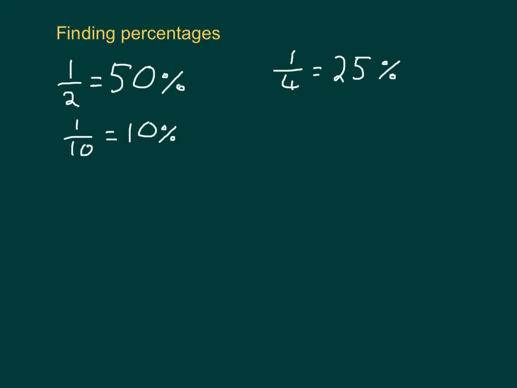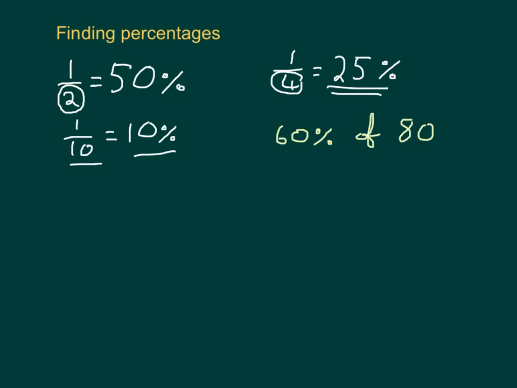Now, to be able to find percentages of amounts, I need to link my understanding of fractions to my understanding of percentages. So, I know that a half is 50%, because 2 lots of 50 makes 100. Whereas a quarter is 25%, because 4 25s make 100. And of course, I know that 10% is a tenth, and 10 lots of 10% makes 100. These facts are really important when we're trying to work out percentages of amounts. Let's have a look at how we could use this information.